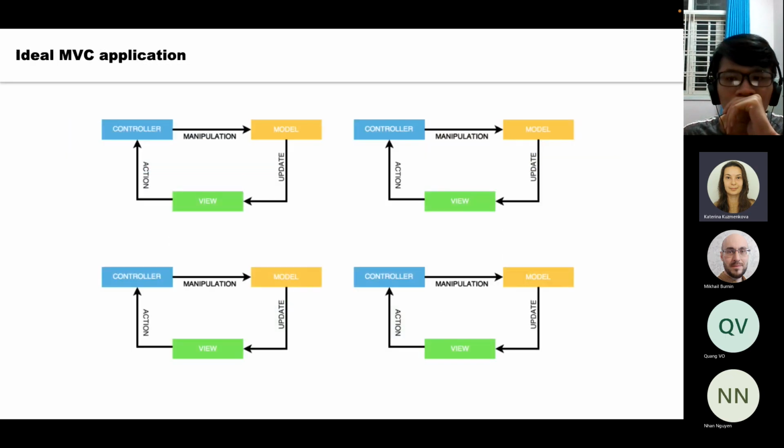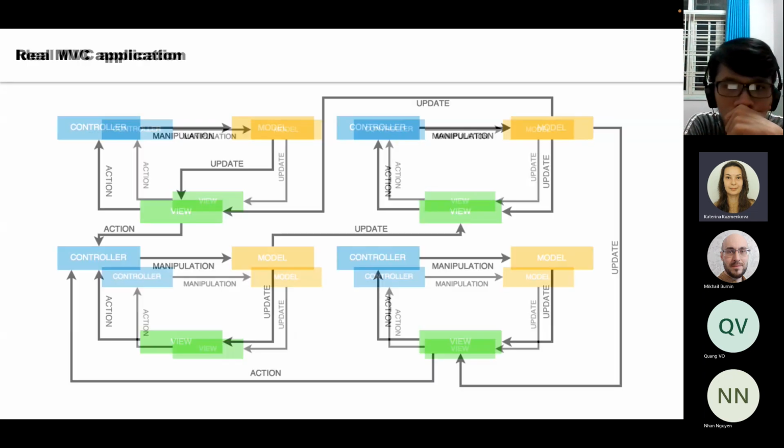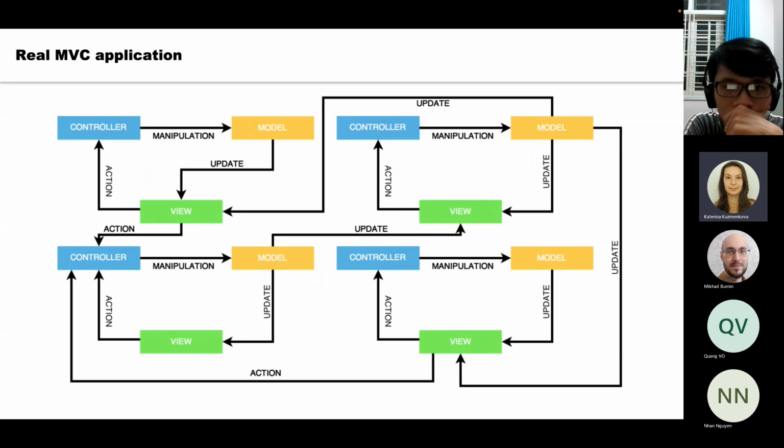In an ideal world, we expect that for each component we have each MVC, Model View Controller, but unfortunately our world is not ideal. So that's why we have a little bit more complicated structure, and we might see that sometimes different components have connections between each other in different ways.